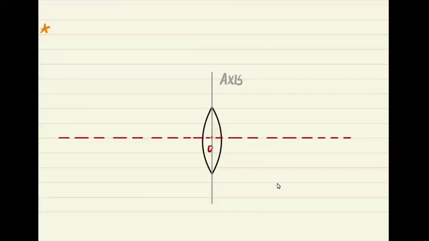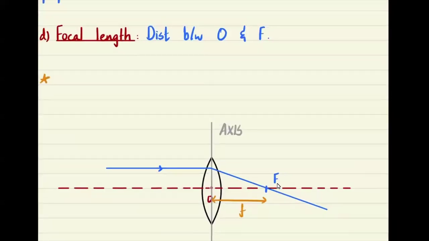All right. Apart from this, the focal point, which is also known as the principal focus in some older texts. For example, if a ray comes in like this, parallel to the principal axis, the point which it passes through on the principal axis, that's F. And the focal length is this distance between O and F. So this is the focal length.